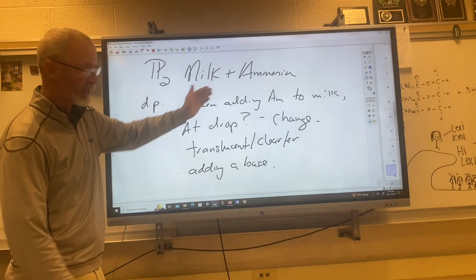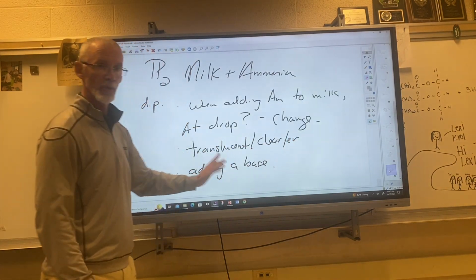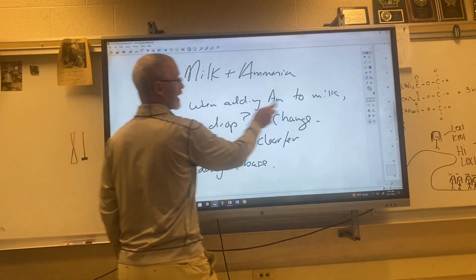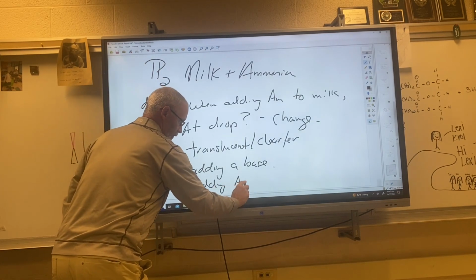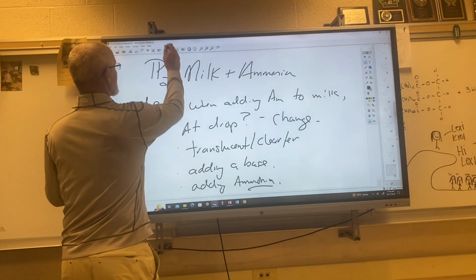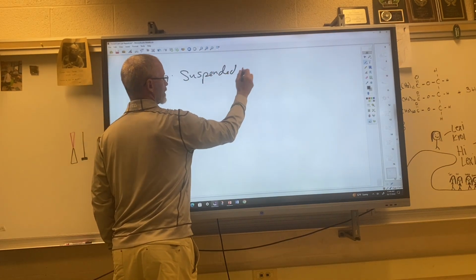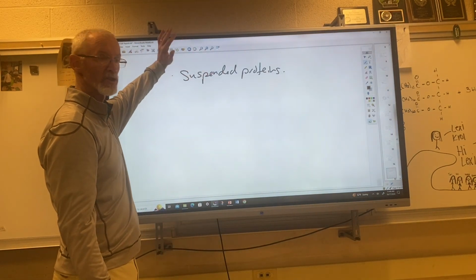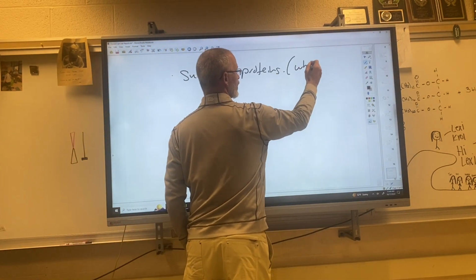At drop, there was a change. The change is it was translucent, or it got clear or clearer. And the reason, now we have to explain it, is because you're adding a base. What were you adding? You were adding ammonia. Ammonia is a base. Now in this case, you were affecting the suspended proteins. These are the ones that are not in solution. In the last paragraph, you were affecting the dissolved proteins. Now you're doing the suspended ones. These are the ones that are making the milk white.